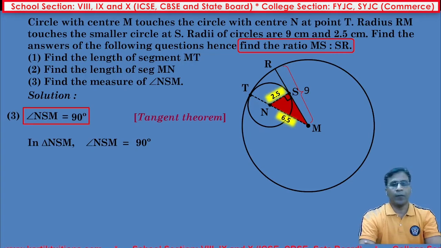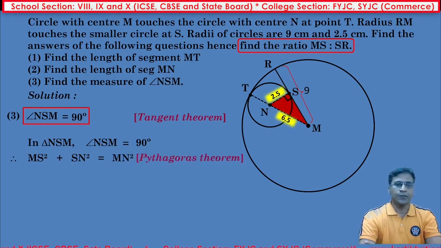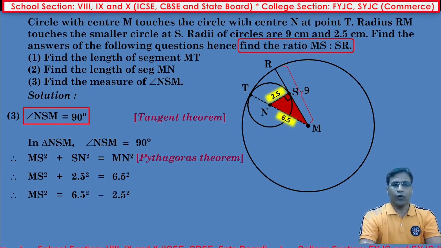Now here if I apply Pythagoras theorem, I get MS square plus NS square is equal to NM square. And the reason is Pythagoras theorem. Let's substitute the values. MS we don't know, so it is MS square plus 2.5 square is equal to 6.5 square. If I take 2.5 square to the right hand side, it will become minus 2.5 square. Now, MS square is in the form of a square minus b square.